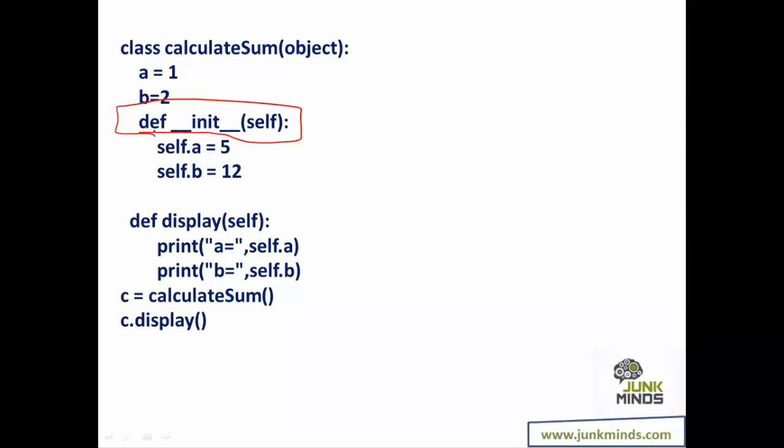When I say automatically, what does it mean? Whenever I create the object of this class, calculate sum. This initialize method is inside this class called calculate sum. Now when I create this object, C is equal to calculate sum, this is where I'm creating the object. It will go and execute this. After this, if you call this display method, then I'll have no issues over here. Now observe this.